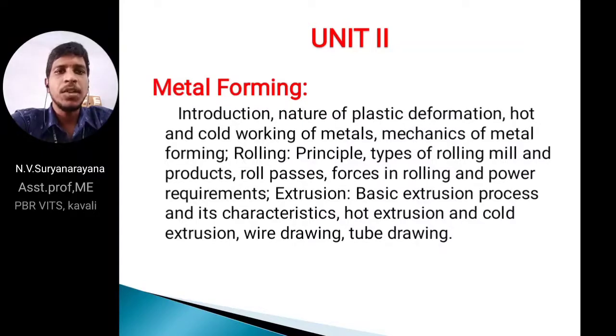Hot working and cold working of metals are used for converting carbon steels and stainless steels into thin plates by using the rolling process. Next, rolling. Rolling is a process of converting the parts into thin plates. Principles and types of rolling mills and products, roll passes, and what are the forces acting during this rolling process and what are the requirements of powder.